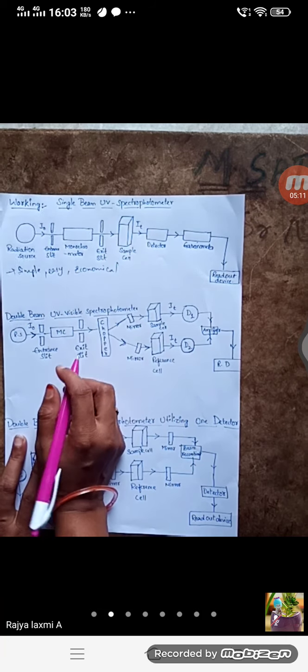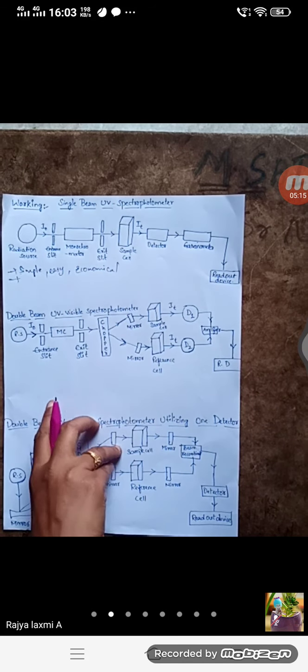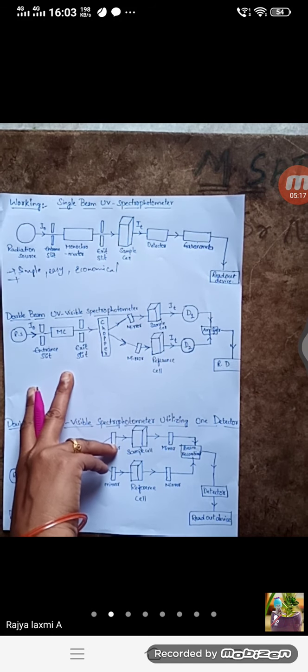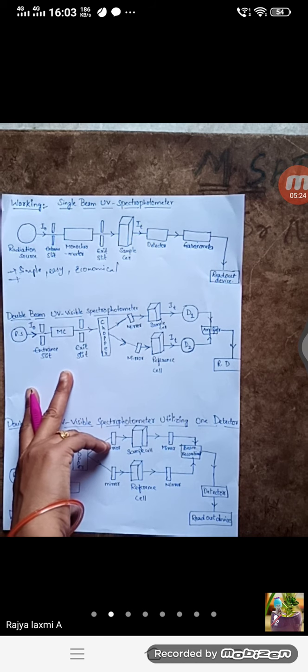Next, the disadvantages. The main disadvantage is that any fluctuations occurring are a problem. This UV is a very sensitive equipment. If any power fluctuation is there, it will definitely be affected.